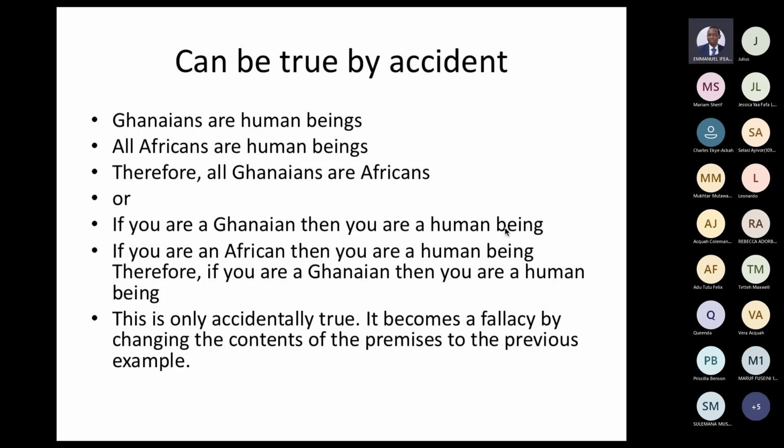Now, sometimes it can be true by accident. For example, all Ghanaians are human beings. All Africans are human beings. Therefore, all Ghanaians are Africans. The fact that the conclusion of this particular argument is true doesn't mean the argument is correct.